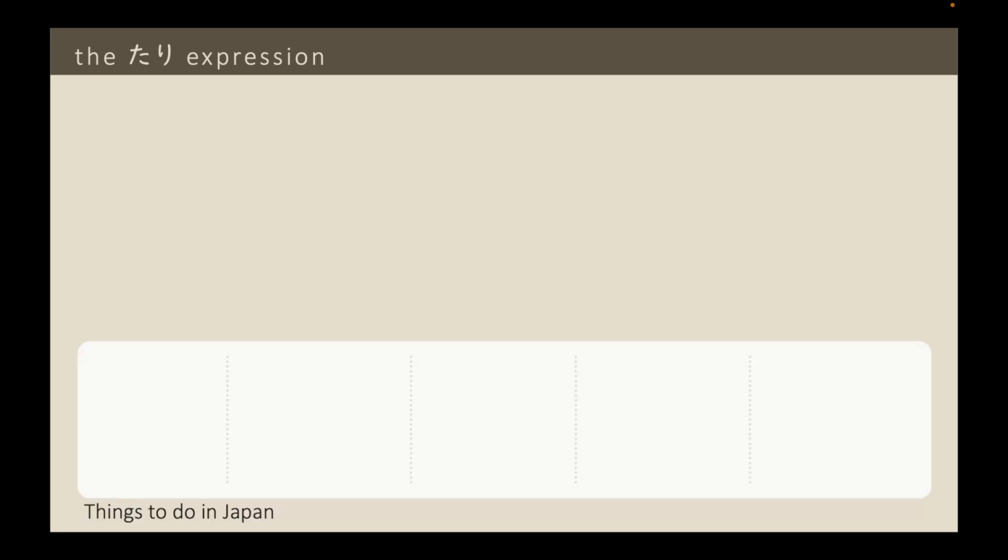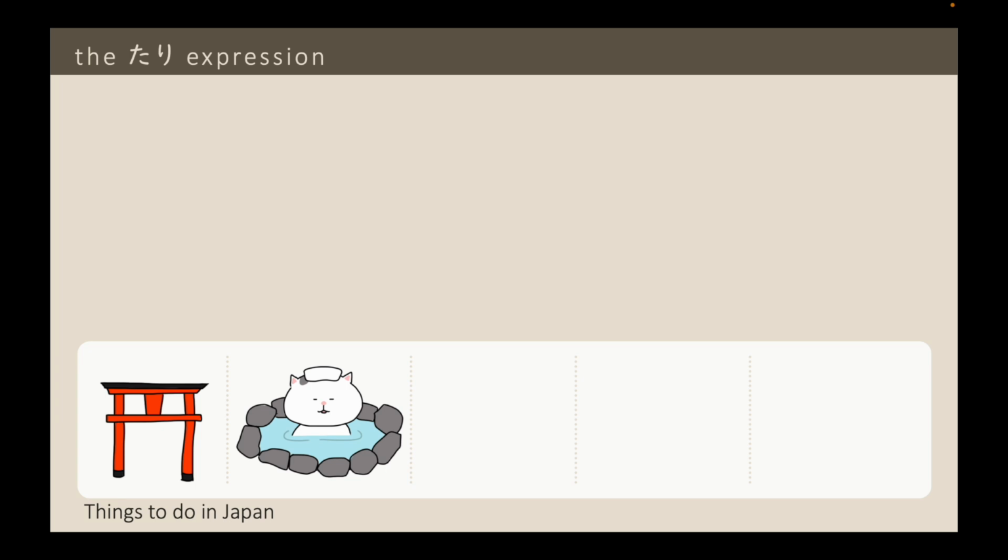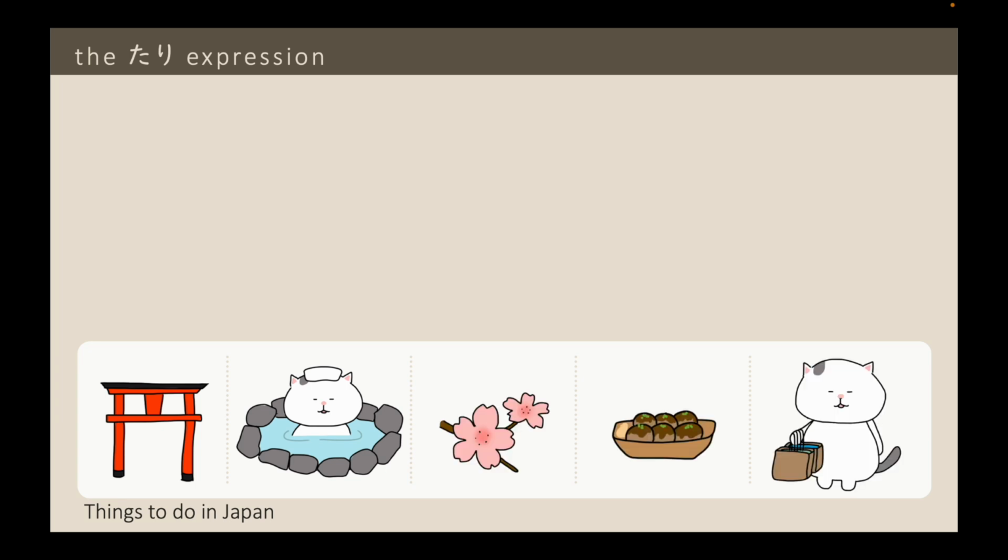Let's say Shiro is going to Japan and plans to go to shrines, go into hot springs, see cherry blossoms, eat takoyaki, do shopping, and more. When someone asks her what she's going to do in Japan, she doesn't want to list everything she's going to do. So she wants to give just a few examples of her planned activities.